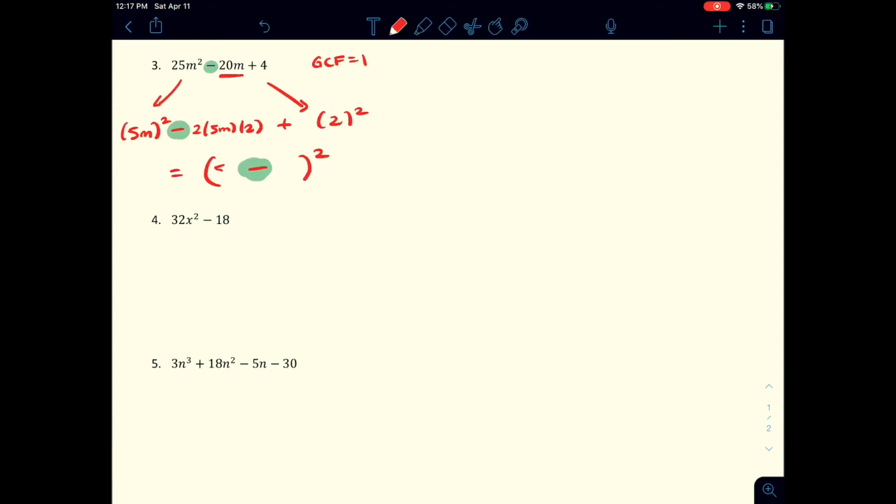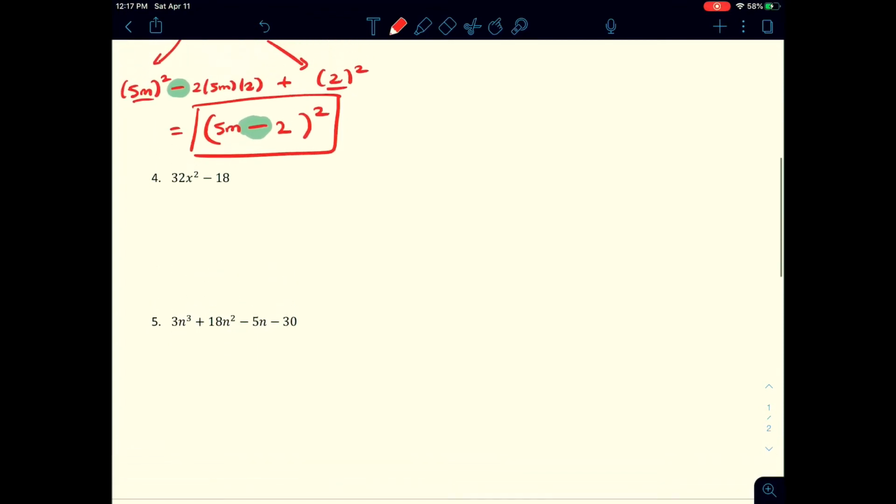My first term will be 5m because that was the first term. My second term will be 2 because that was my last term. This is my final answer. This is going to be a lot quicker than using the X box method, but you always have to look for that structure. Let's look at another example together, number 4. So for this one, the first thing you always want to do is look for the GCF. Here we have 32x squared minus 18.